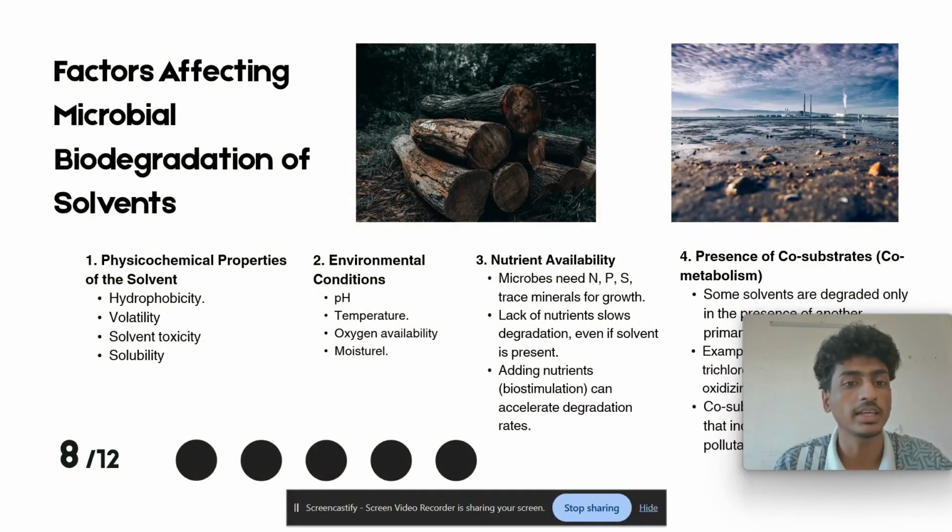Now, the factors affecting biodegradation. There are four different factors that affect the biodegradation of industrial solvents, namely physicochemical properties of the solvents, environmental conditions, nutrient availability, and presence of co-substrates.